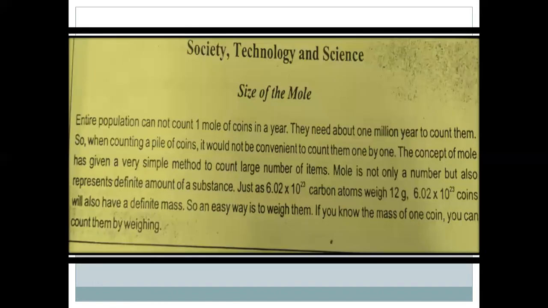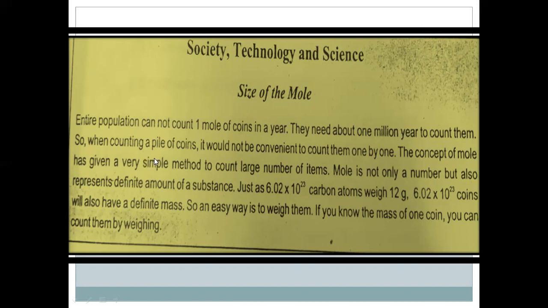Size of a mole: I told you a mole contains 6.022 × 10^23 particles, and they are hexillion particles, 602 hexillion particles, and it is not possible to count them. Suppose we have 1 mole of coins. They say the entire population of the world cannot count that 1 mole of coins in one year even, and they would need about 1 million years to count them.